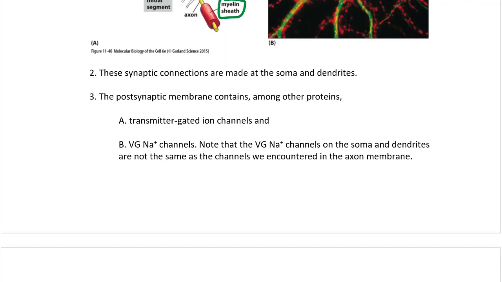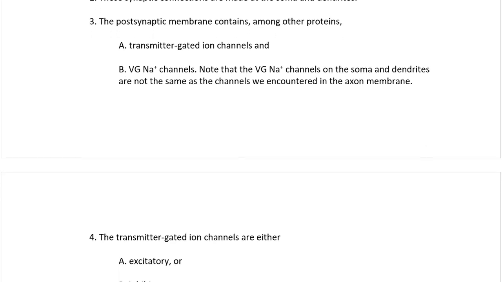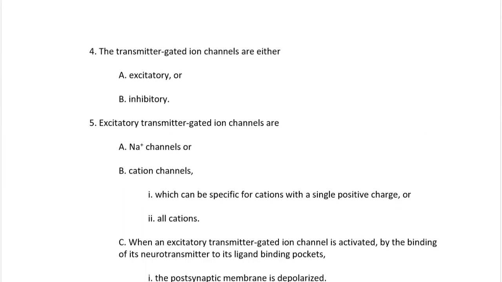These synaptic connections are made at the soma and dendrites. The postsynaptic membrane contains, among other proteins, transmitter-gated ion channels and voltage-gated sodium channels. Note that the voltage-gated sodium channels on the soma and dendrites are not the same as the channels we encounter in the axon membrane. And we'll cover what these voltage-gated sodium channels do shortly.